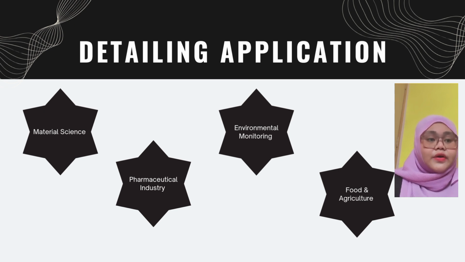For food and agriculture, food quality and safety, FTIR is used to analyze the composition of food products, ensuring quality and safety by detecting adulterants and contaminants.